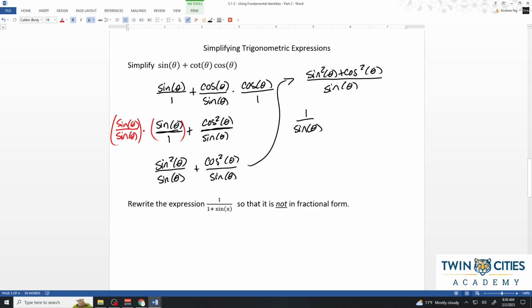Which lastly, 1 over sine of theta happens to be, looking at my reciprocal identities, cosecant. So this whole thing, sine of theta plus cotangent of theta times cosine of theta, this whole thing, after a bunch of simplification, ends up being the exact same as just saying cosecant of theta.